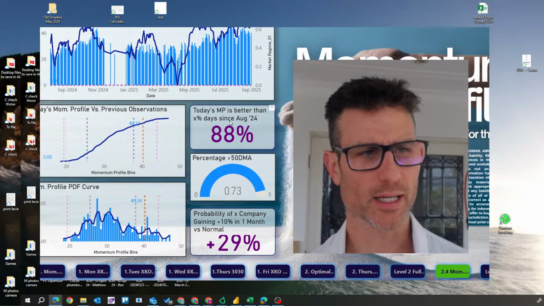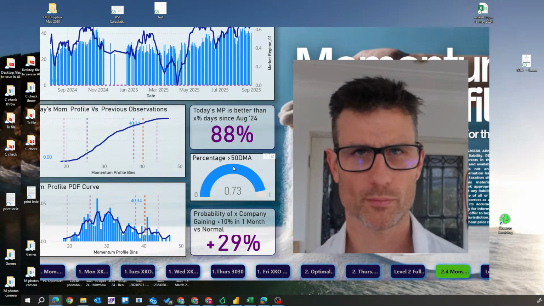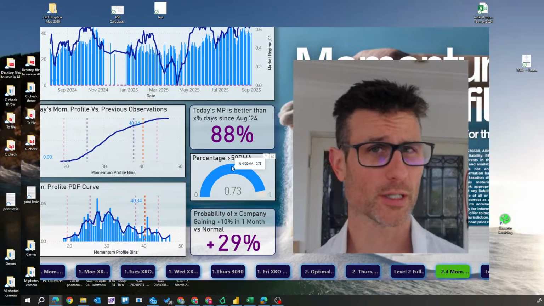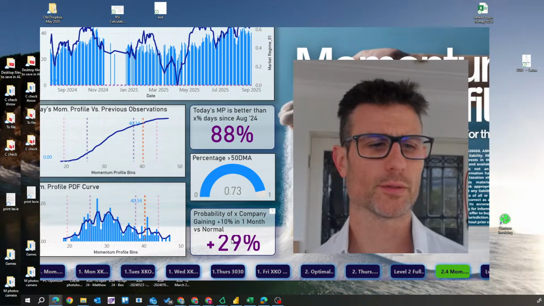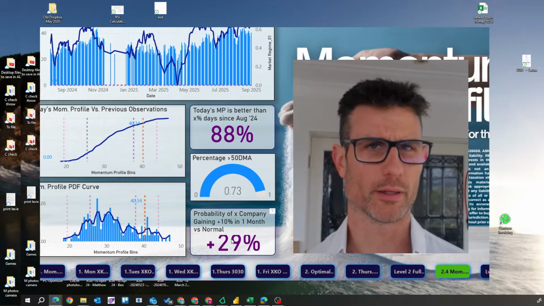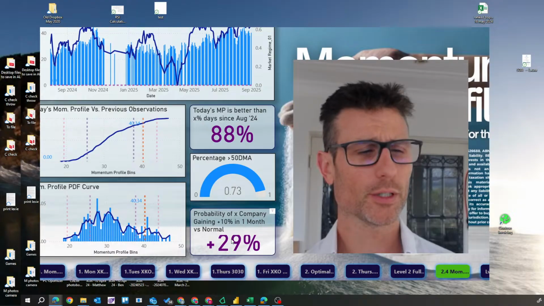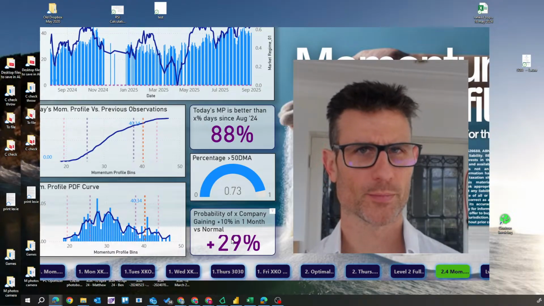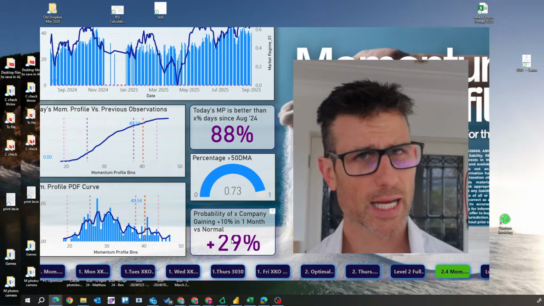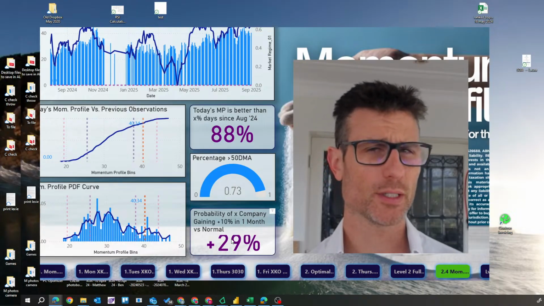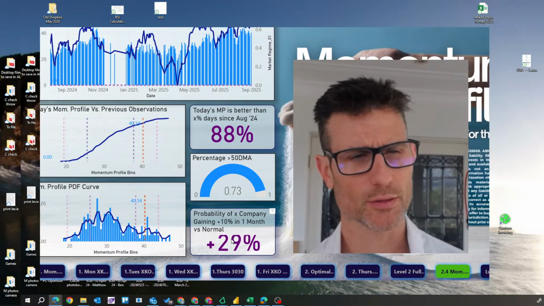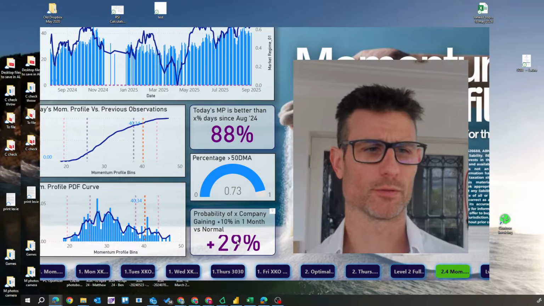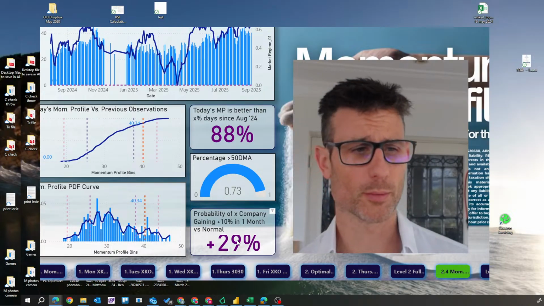So put these together: momentum profile, and how many companies are over the 50-day moving average, which is a strong momentum indicator. That means that I'm 29% more likely than normal, the average, to find a company that's going to go up more than 10% in the next month. That's just a quick gauge of, is momentum trading easy or hard? And how much easier is it? Well, it's 29% easier than normal. I'll take that tailwind effect. That'll be really helpful for my performance.